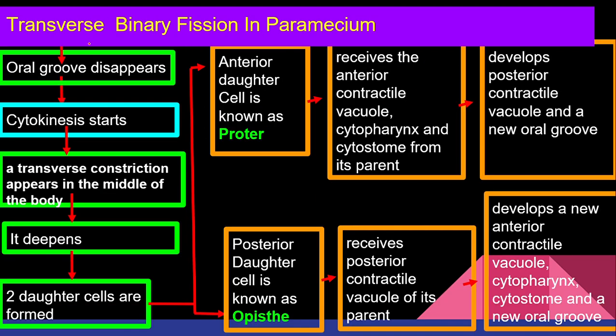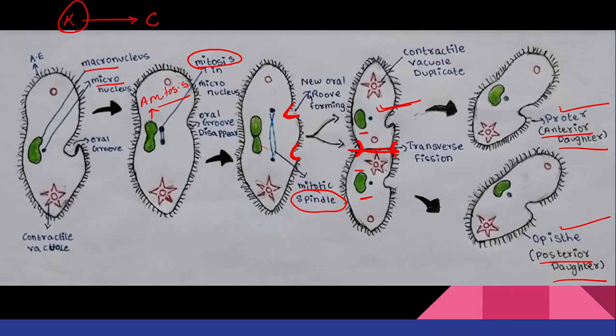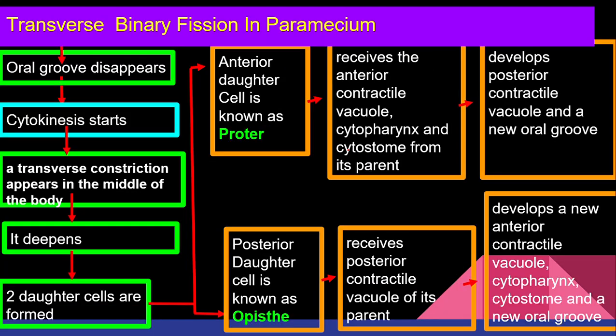Now, the oral groove starts disappearing when there is a division of the nucleus. The oral groove will start disappearing. Here you can see in the picture, it starts disappearing. After that, a new oral groove is formed for the division of this cell, right?